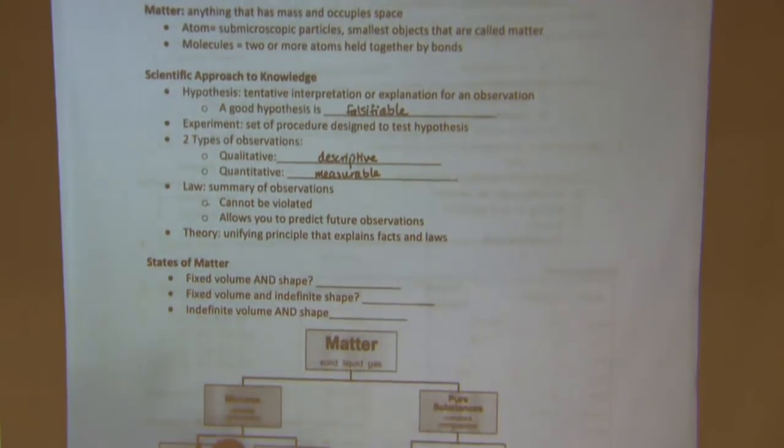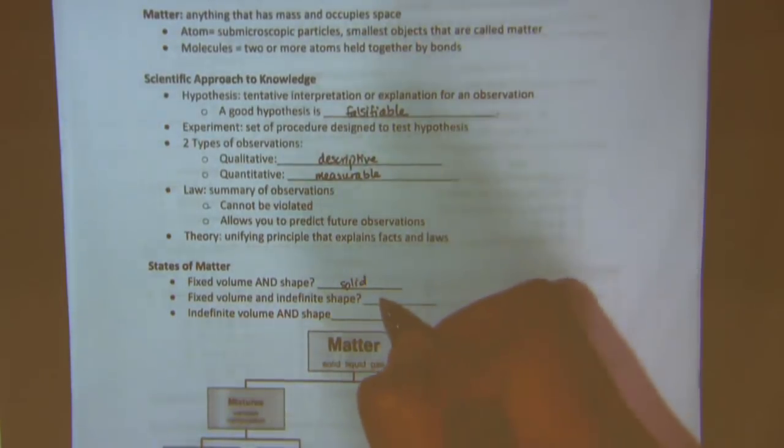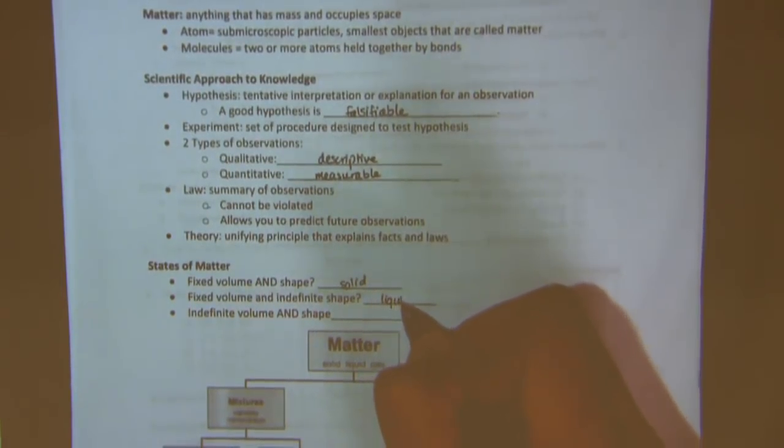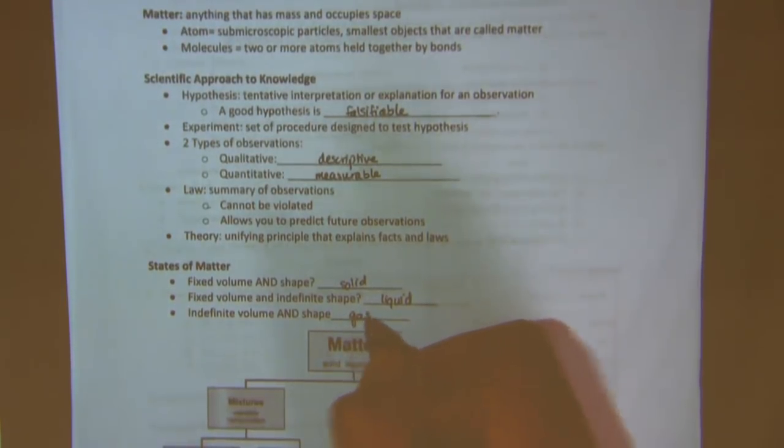And theories are just principles that people agree on, and they kind of explain things, but they're not set in stone. So we have states of matter in which they have fixed volume and shape; those would be solids. Fixed volume and indefinite shape; those would be liquids. Indefinite volume and shape; those would be gases.